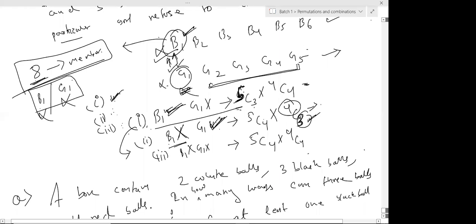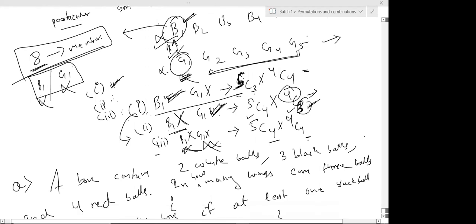Sir, what about third one? 4C4. Yeah, in the fourth one, neither B1 nor G1 can go, right? So you have to choose 4 members out of 4 girls and 5 boys, because we excluded B1 and G1. Is it clear, Gautam? Shall I explain again? No, sir, it's clear. All right.